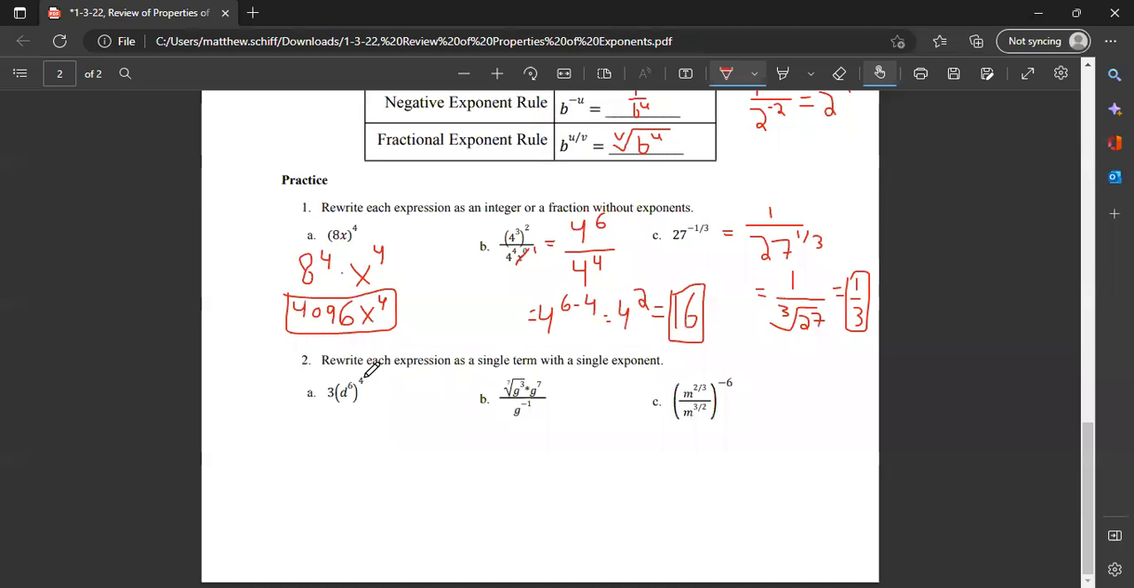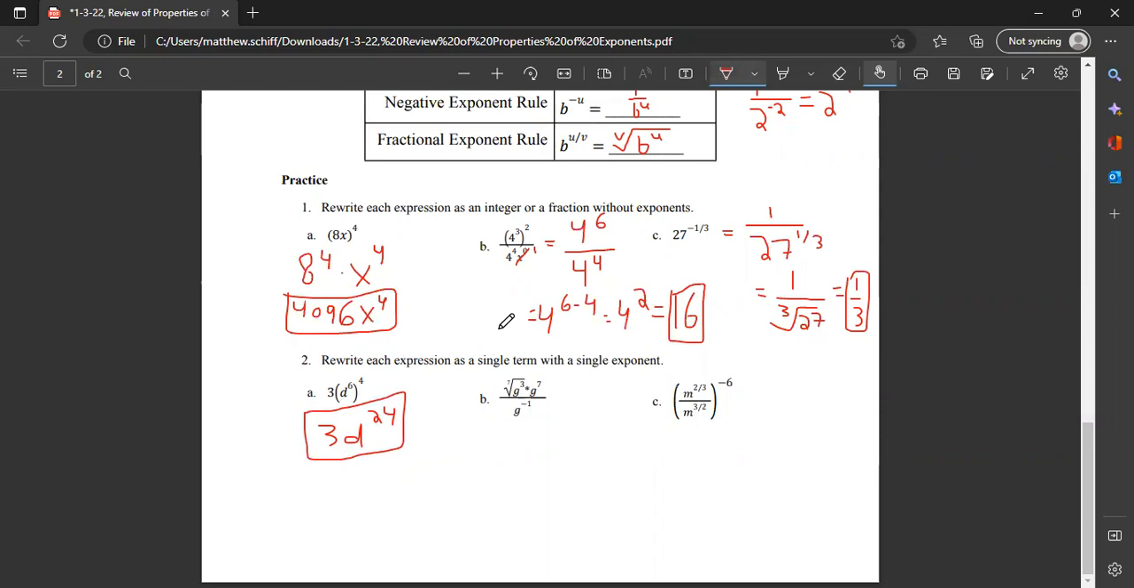The power to a power rule is where we multiply the exponents. So I get 3 times d to the 12th. And that's really all I can do here. Or not 12. 6 times 4 is not 12. It's 24. That's all I can do there. I can't simplify further.